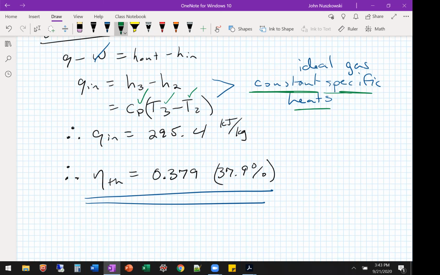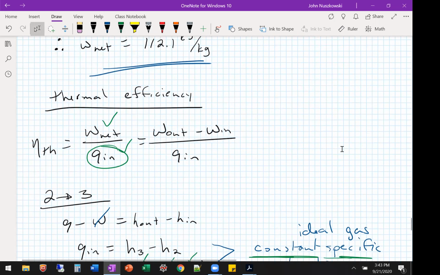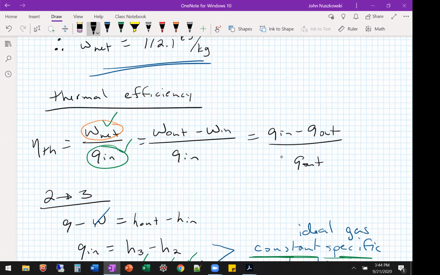All right, the other thing I wanted to ask about is we could have solved for work net one other way here. Like we solved it with work out minus work in. How else could we have solved for that? Q in minus Q out. Yeah, so and that's from the COE on the whole system. Okay.